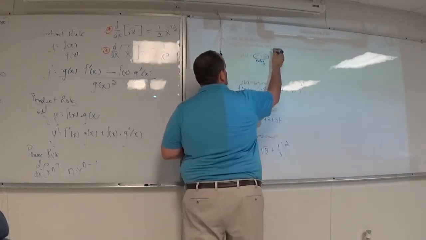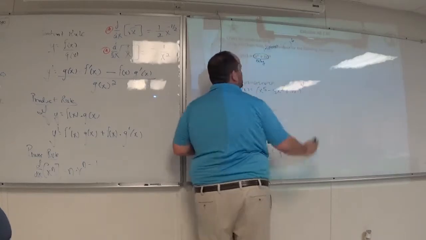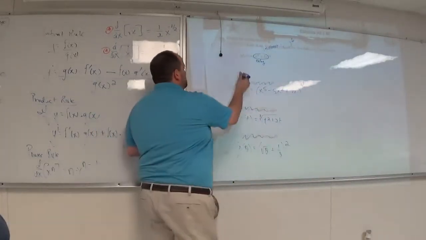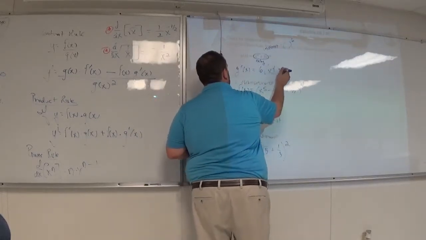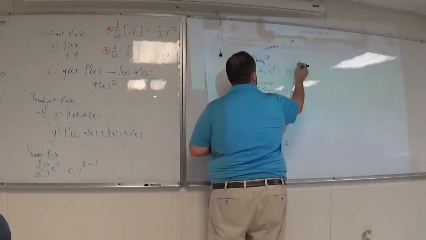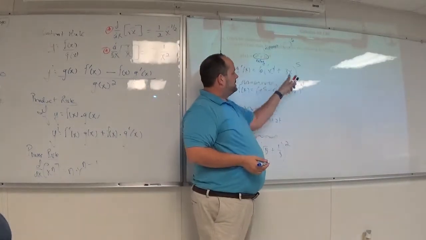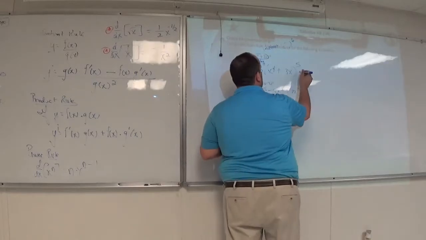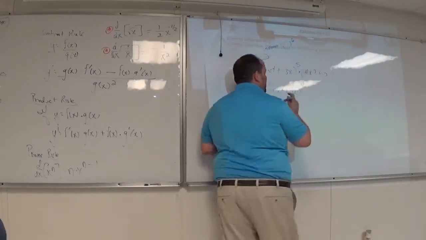So baby is the stuff inside. Mama G prime is stuff to the 6th power. So if all goes well, G prime is going to be 6 times x to the 4th plus 3x to the 5th power. Right? Derivative of x to the 6th, 6 x to the 5th. Don't stop though. Times the derivative of the inside, 4x cubed plus 3.